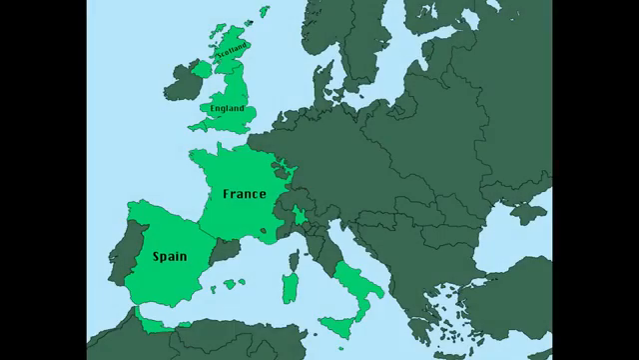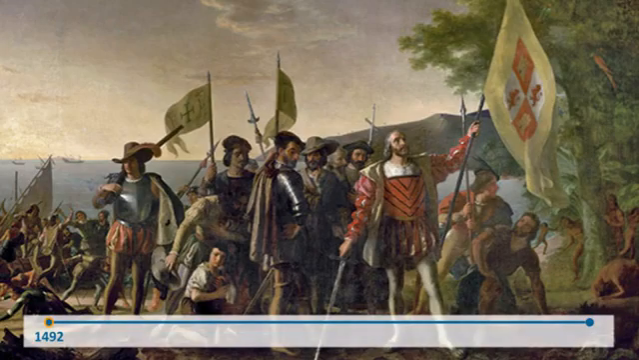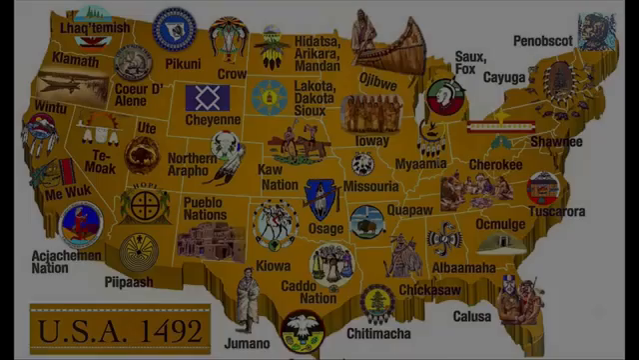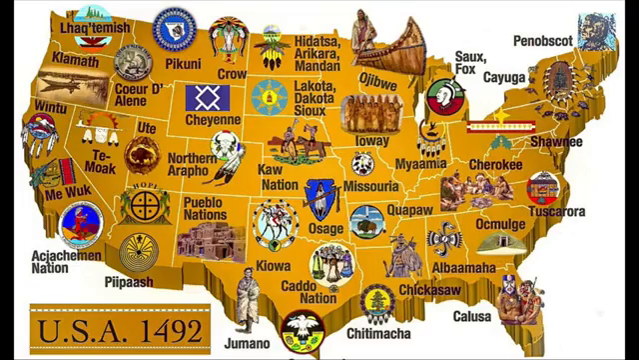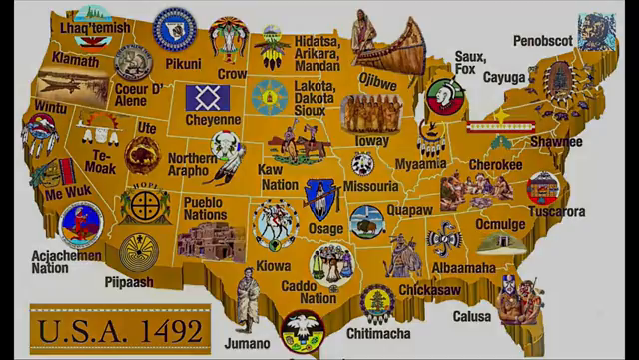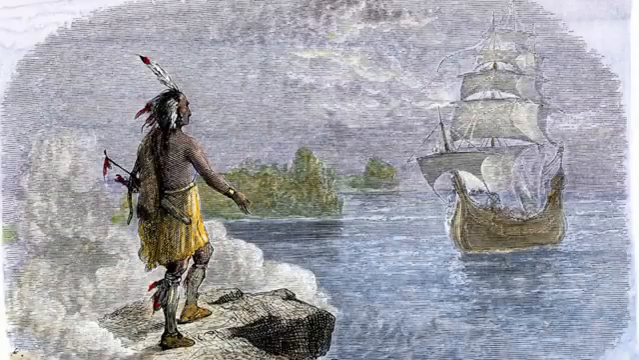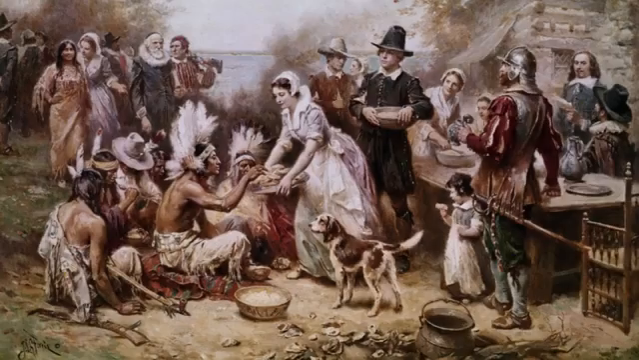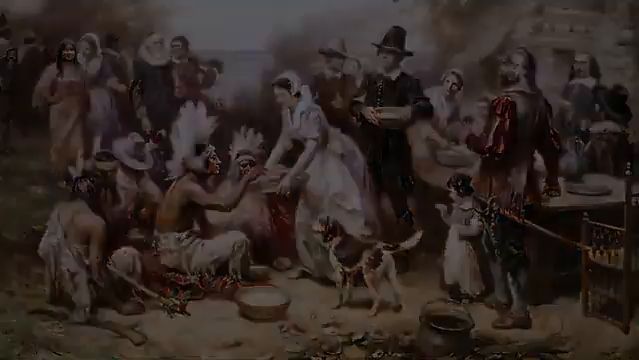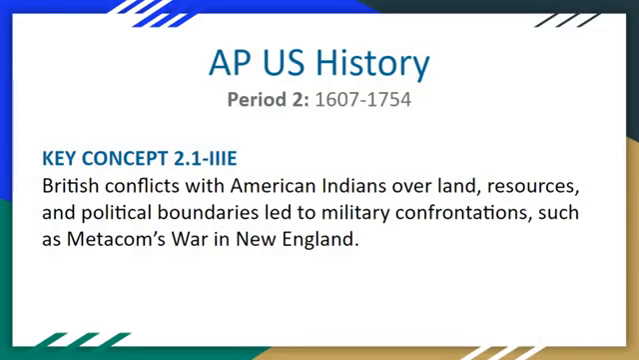As European powers such as Great Britain, Spain, and France raced to colonize the New World after Columbus's arrival in the Americas, they encountered Native American populations who had already settled in the vast expanse of North America for centuries. In our class, we learned that often, at least in the beginning, many of these Native American tribes would greet the first arriving Europeans with relatively open arms. But then, with no time it seems, as expressed in APUSH Key Concept 2.13e, British conflicts with American Indians over land, resources, and political boundaries led to military confrontations such as Metacom's War in New England.